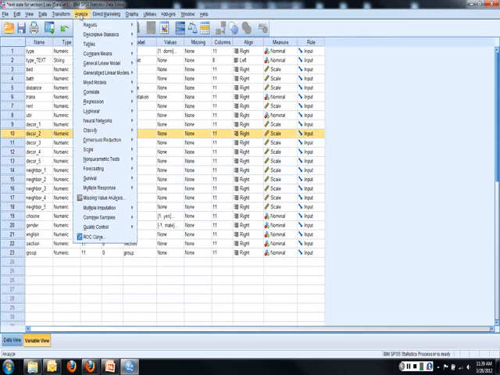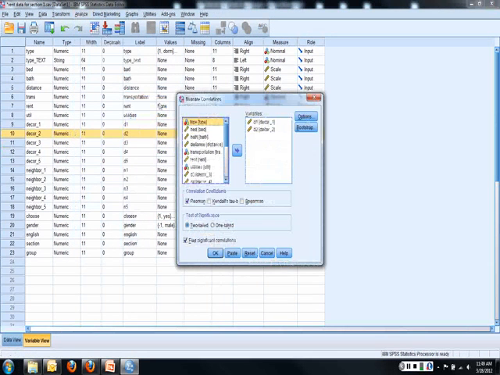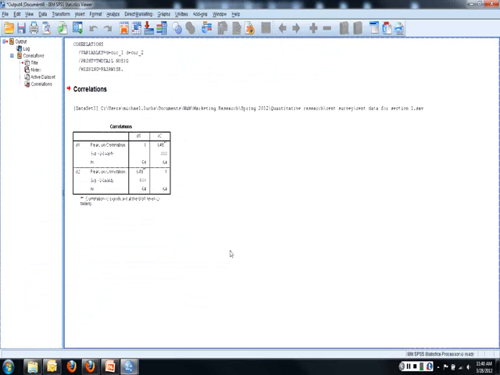We can find that out by using Analyze, Correlate, Bivariate. I've chosen my two variables. The default is to get the Pearson R. You want to make sure that this is selected right here. So let's go ahead and run it.